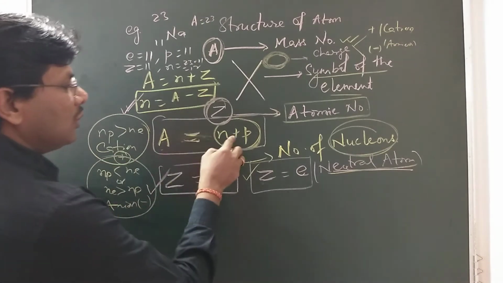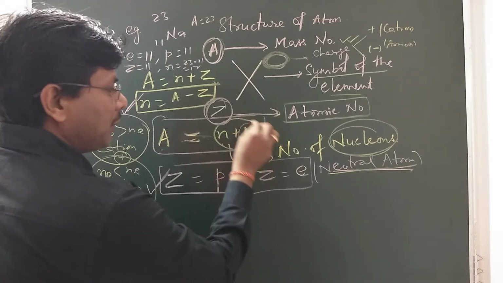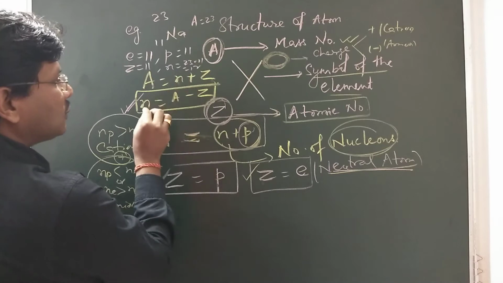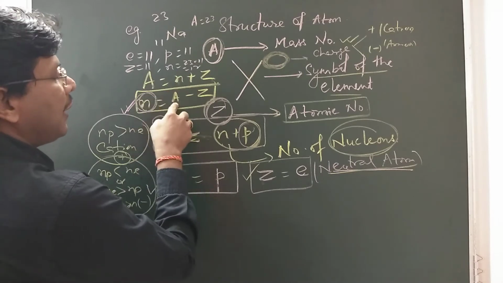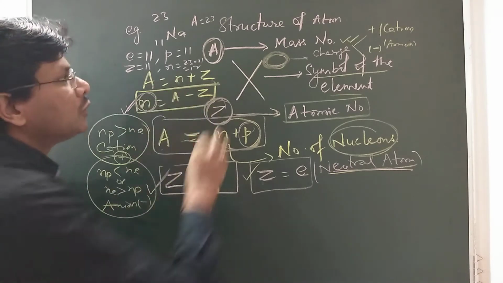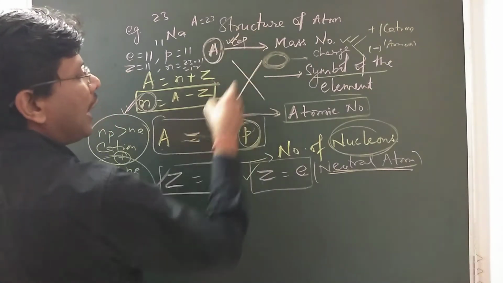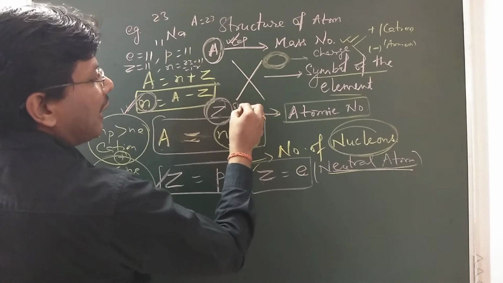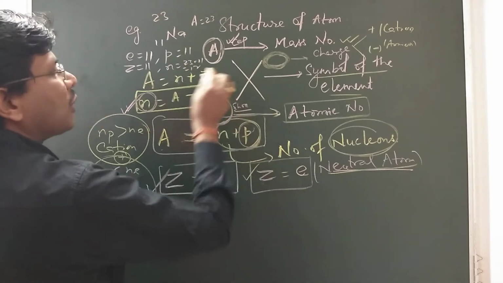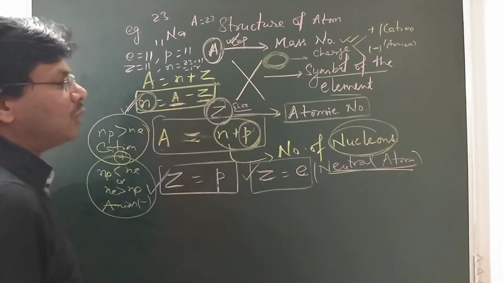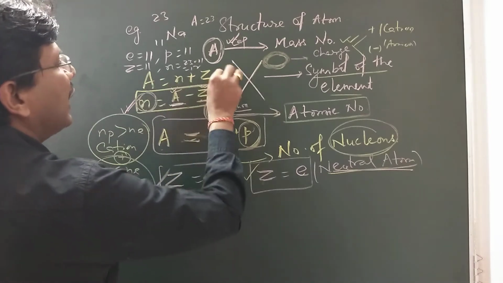So A is equal to N plus P. In place of P we can write Z also. So A equals N plus Z. So the number of neutrons is mass number minus atomic number. Mass number is written at the top, that means A, and at the bottom Z. So counting the number of neutrons is simple: A minus Z, or mass number minus atomic number.